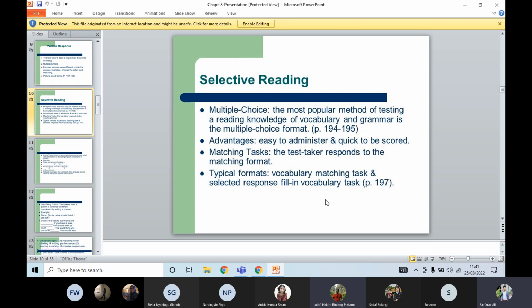The typical formats usually involve vocabulary, matching tasks, and selective response forms. So this is also one of the most important sections and parts of the test in selective reading. There are so many advantages of this type of format. One of them is offering an alternative to the traditional multiple choice question, or the fill in the blanks format, and it is sometimes easier to construct than multiple choice items as long as the test designer has chosen the matches carefully. So this is one of the important advantages.